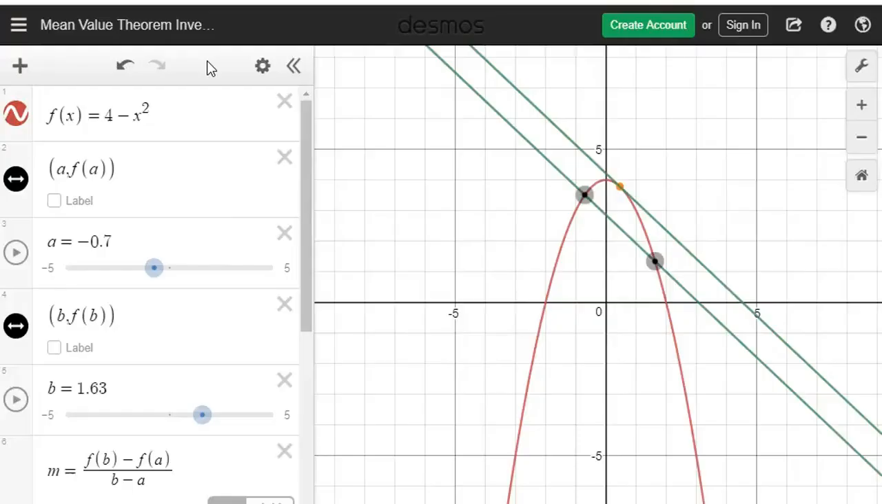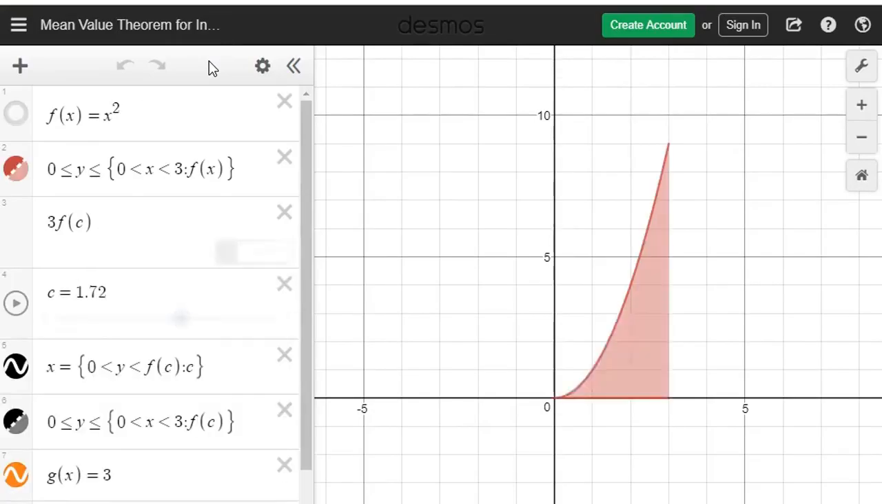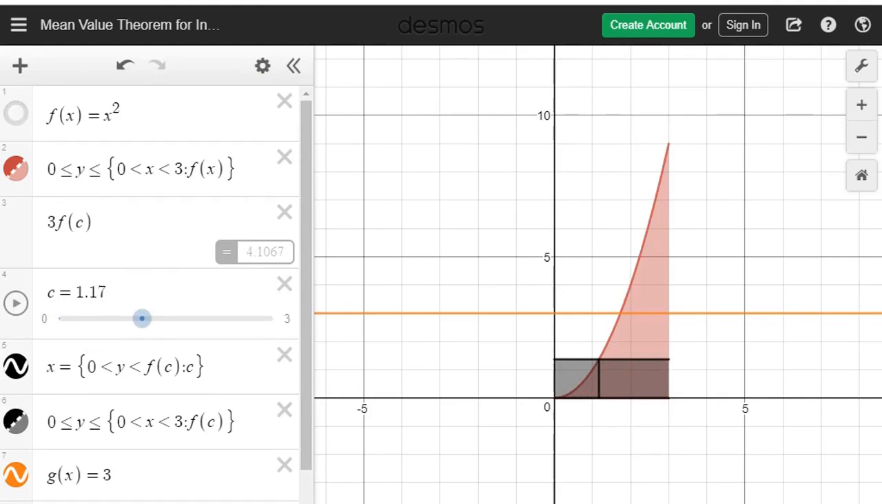So let's take a look at what's actually happening. Remember, the mean value theorem for integrals is us taking this curve and the area underneath it and turning it into a rectangle that has the exact same area from 0 to 3, since we were doing it on the interval 0 to 3. So what I'm doing is trying to move a value on the function and find a rectangle that has the exact same area as the whole function.